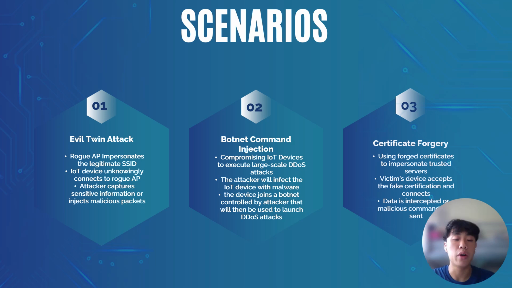Second, botnet command injection. The compromised IoT devices will execute large-scale DDoS attacks. The attacker will infect the IoT device with malware first, and the device will then join a botnet controlled by the attacker that will be used to launch DDoS attacks. Lastly, for certificate forgery, attackers will use fake certificates to impersonate servers and trick devices into connecting and exposing their data. This will make their data intercepted or malicious commands will be sent.